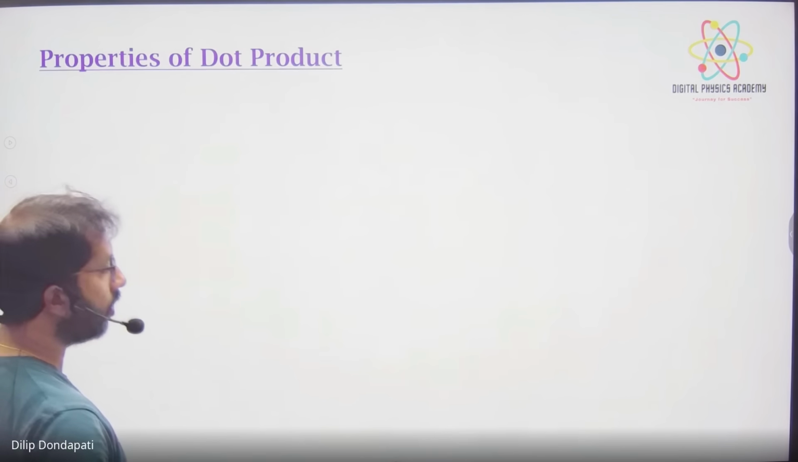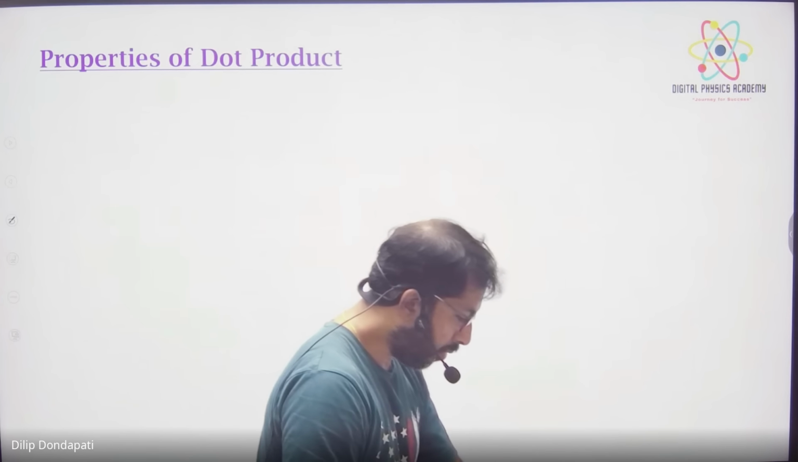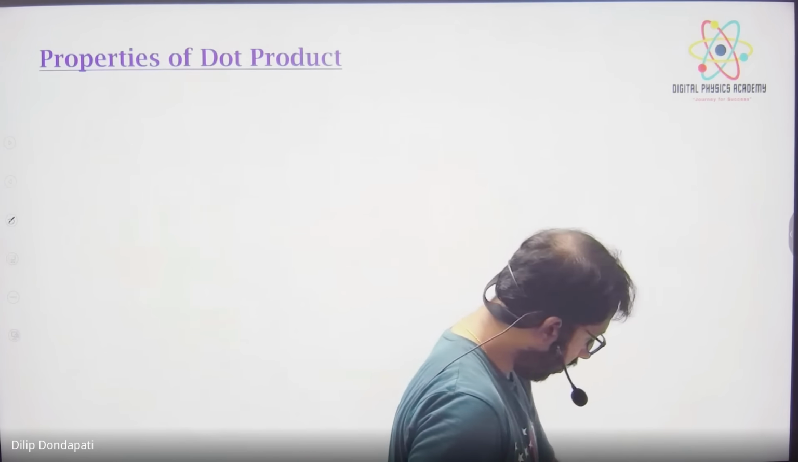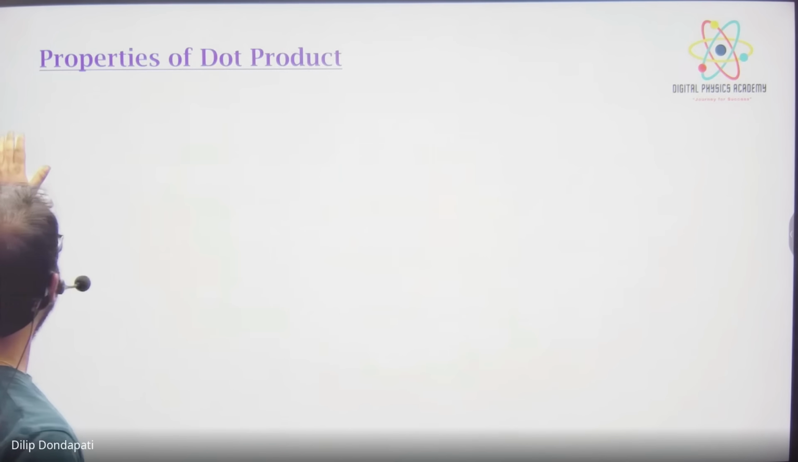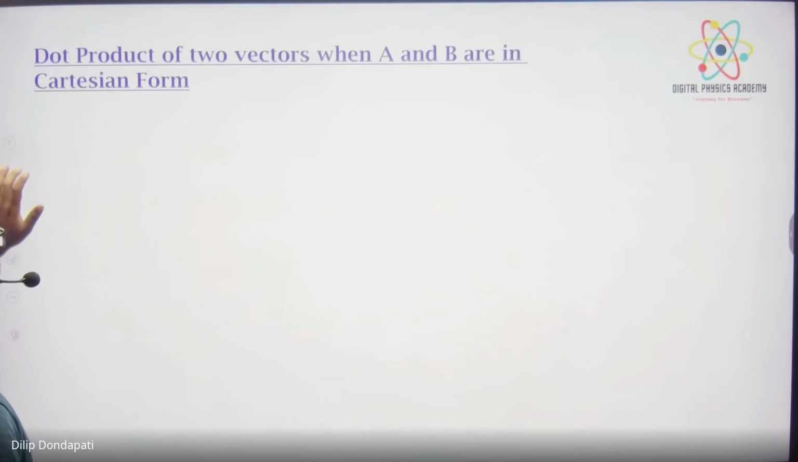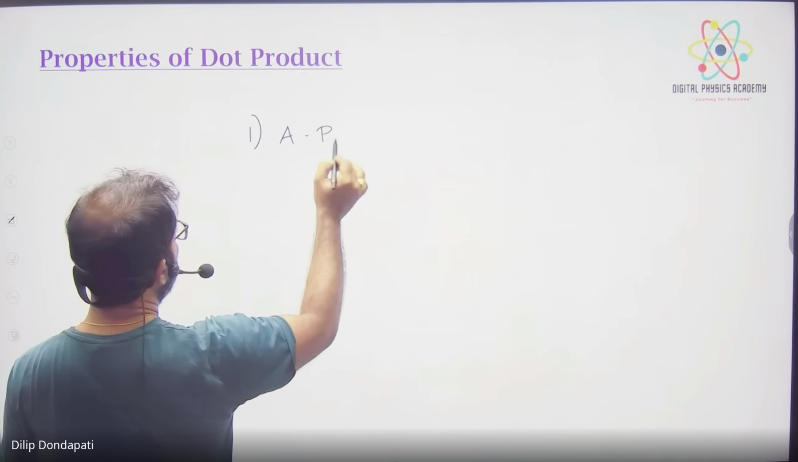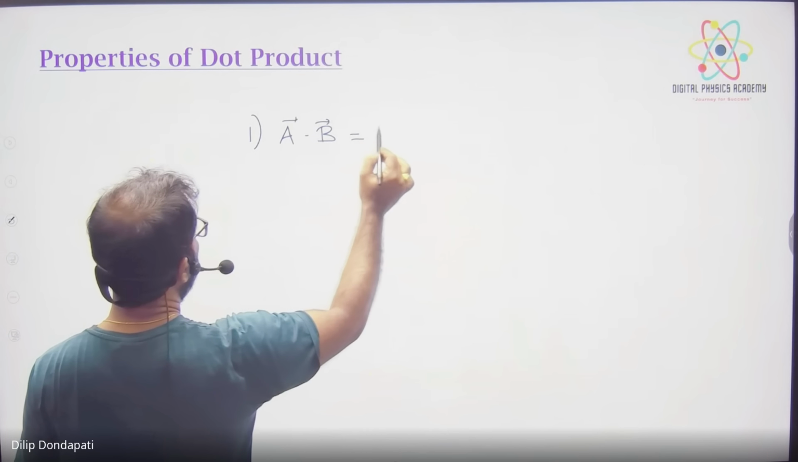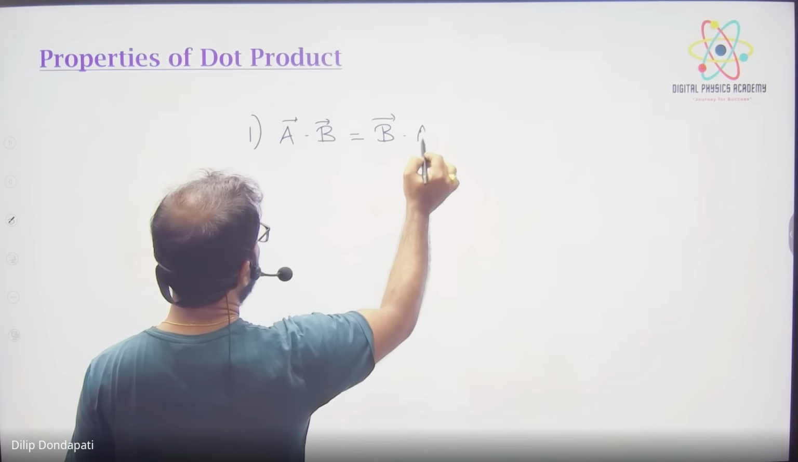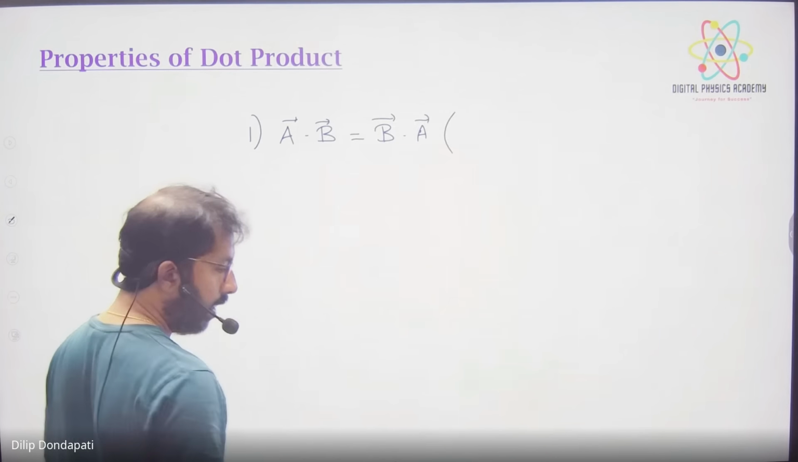Next, properties of dot product. Tell me, what are the properties you know? Dot product is commutative property. Yes. A dot B is equal to B dot A. Write down. First one is A dot B is equal to B dot A. उधर भी लिख लो बाजू में. It is a commutative property.